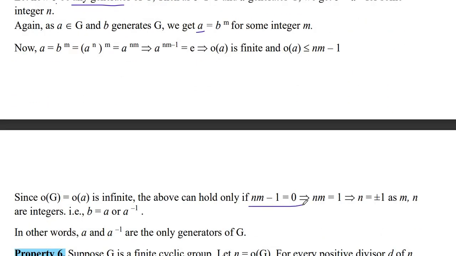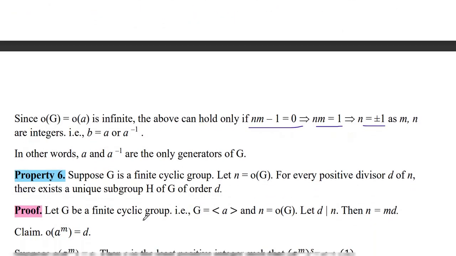So nm minus 1 equals 0. That in turn implies nm equals 1, and because n and m are integers, there is no other option; we have to have only this. So the generators for this infinite cyclic group are just either A or A inverse. These are the only generators.